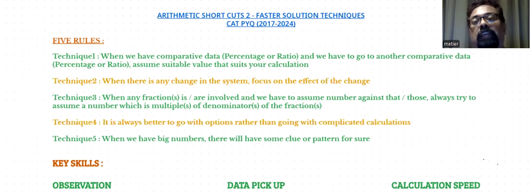Today also we'll be having 10 questions on arithmetic, covering all the topics of arithmetic. And the questions are based on previous year CAT papers in the span of 2017 to 2024. Right? Let's start the solution.